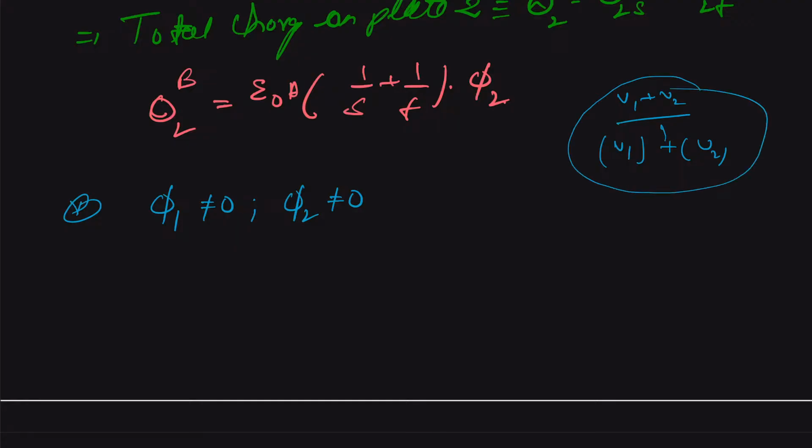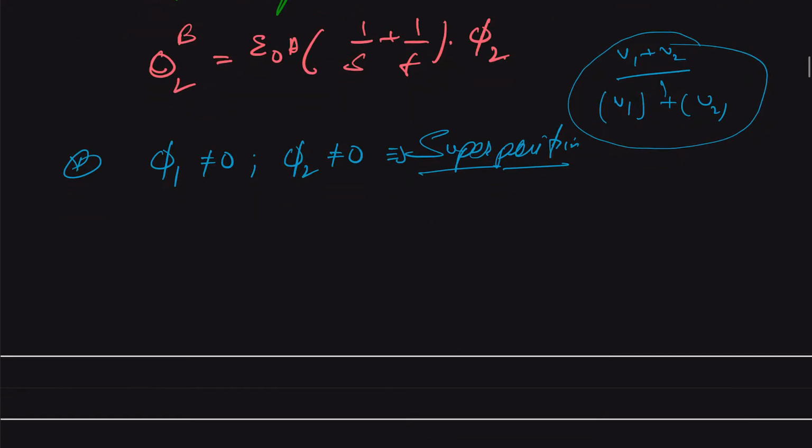This means electrostatics is linear. The effect of both voltages taken together is the sum of the effects of each voltage taken separately. So basically we can say we are going to use superposition. And so let us consider our plate 1.